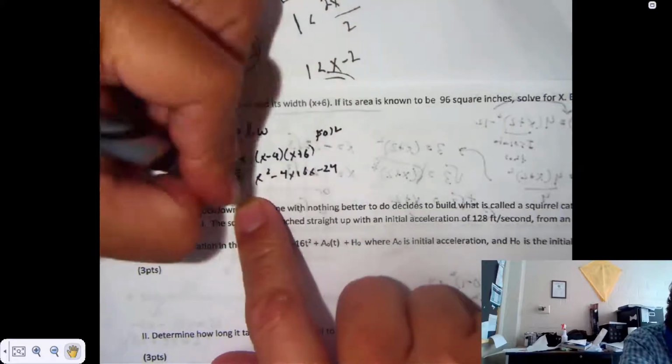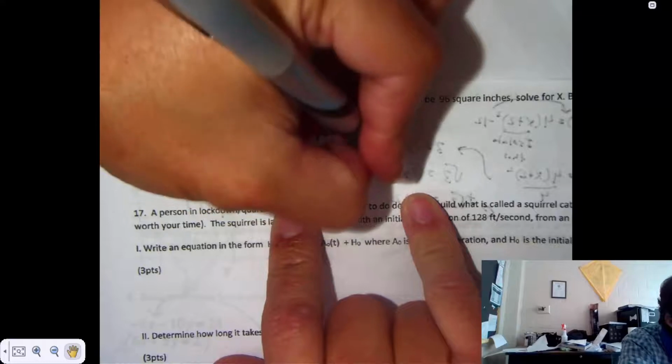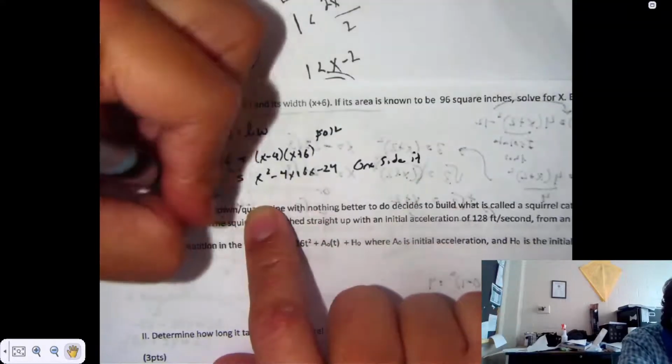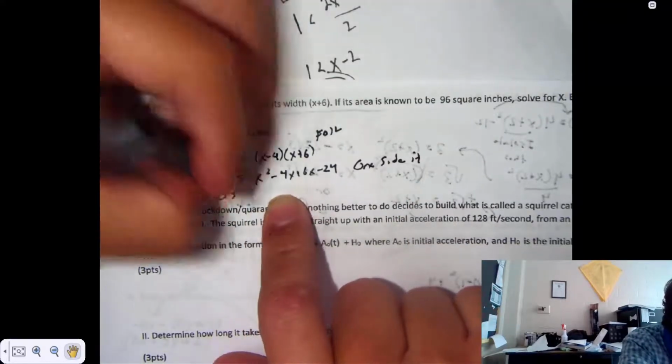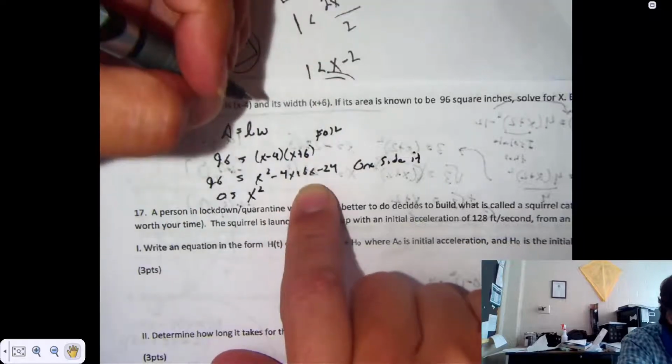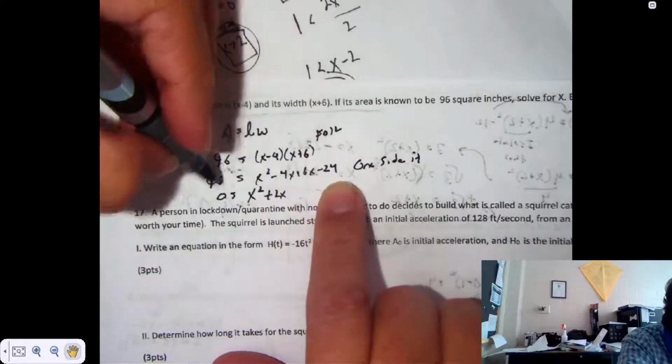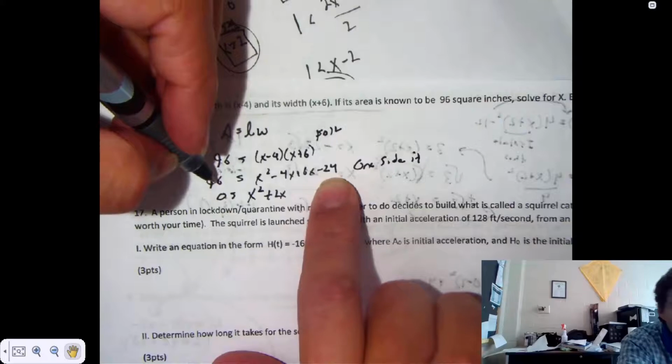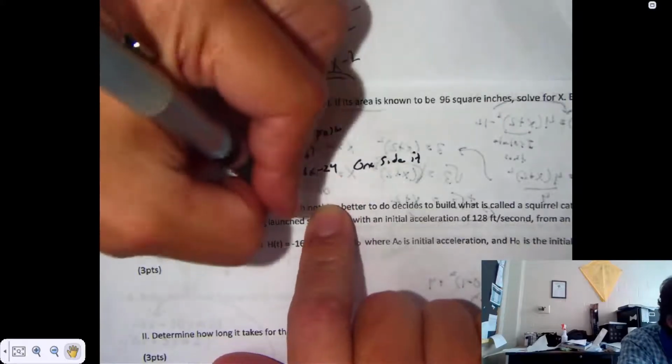That's x squared minus 4x plus 6x minus 24, still equal to 96. And what we're going to do is we're going to one-side it. So we're going to put a 0 over here. Negative 4x and 6x is plus 2x. And negative 24 minus 96 is negative 120.